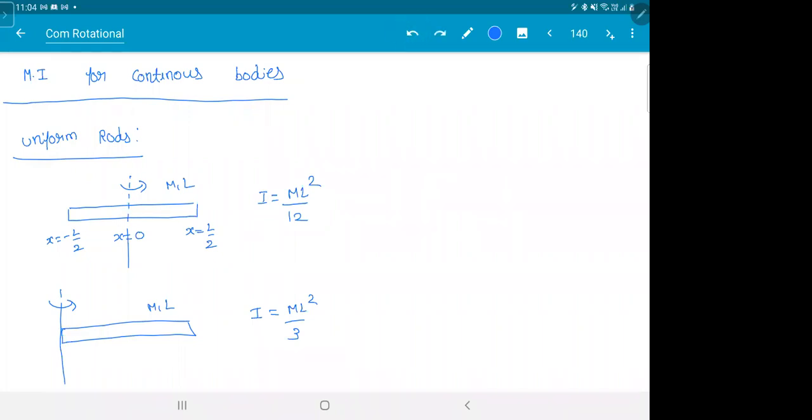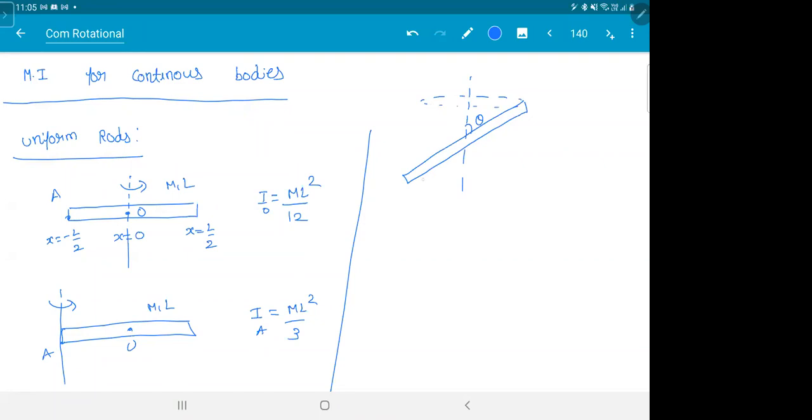Clear? If you call this point O, and if you call this point A, so this was I_O and this was I_A. You need to mug up these results. Right? Suppose if it was like this, you're getting how it is rotating? Like this. So you are catching the rod at an angle theta and you're rotating. This I would be mL square by 12 sine square theta.